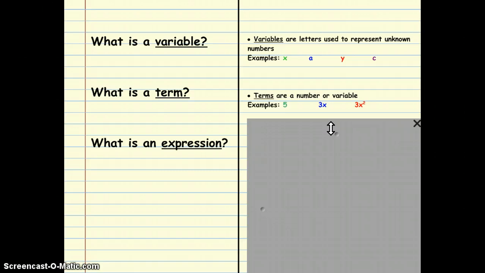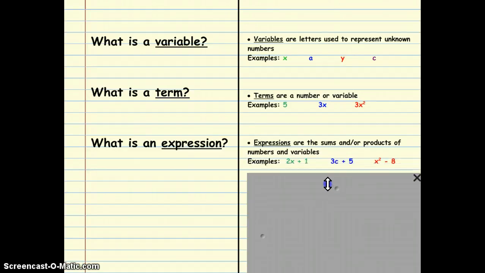And what is an expression? You have seen this before. Not a facial expression, but a math expression. These are when we have sums or products of numbers and variables. So when we have 2x plus 1, or 3c plus 5, or x squared minus 8, when you have combinations of things together with adding and subtracting, these are expressions.